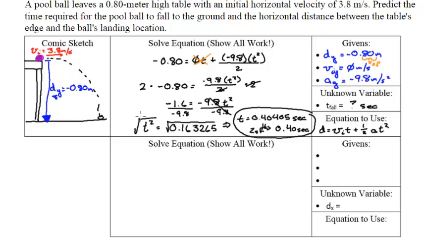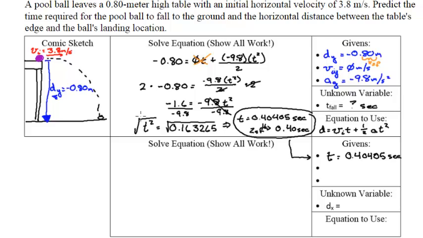Alright, once I have time, I can use that as a given for my next problem. But let's talk strategy here. Do I want to use the really accurate number or the number that's been significant figured as a time in my next given? I probably want to use the really accurate one so that my number in each calculation is as good as it possibly can be. So I have a time.